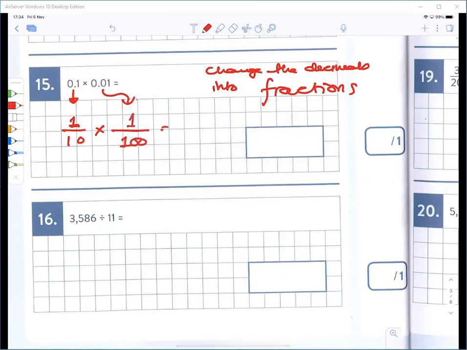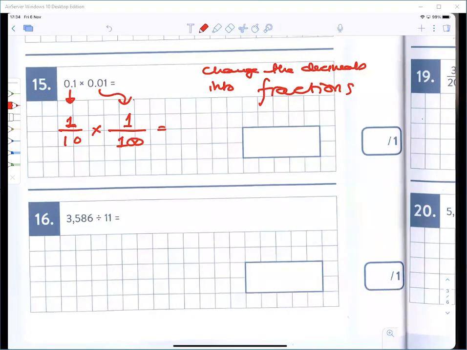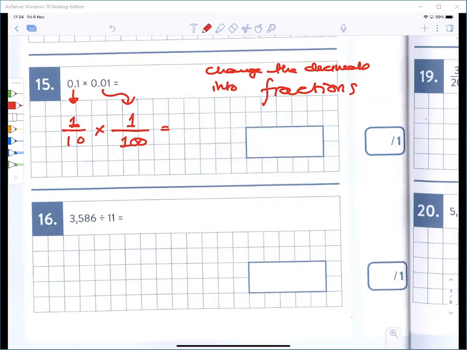Come on. It's a multiplying fraction question. We've done this before. You times across the top. That's how you times, because we're not cancelling at the moment. There's nothing to cancel. So what's 1 times by 1? 1. And 10 times by 100? 1000. So what's the final answer going to be for that one?